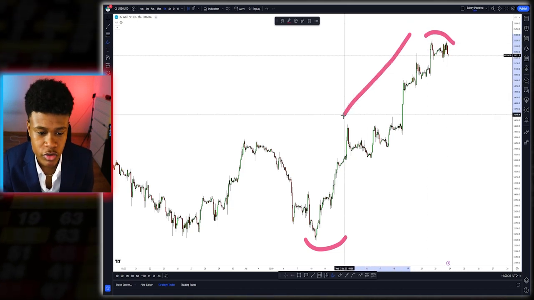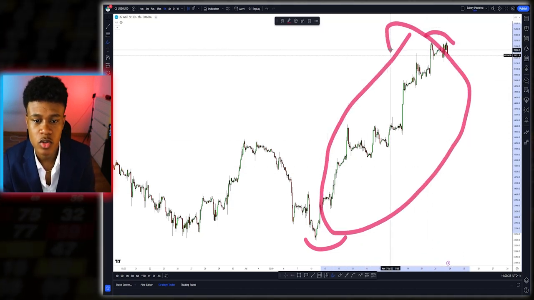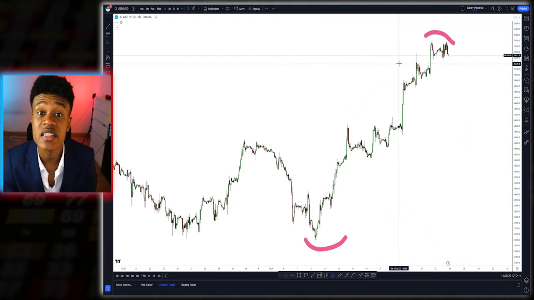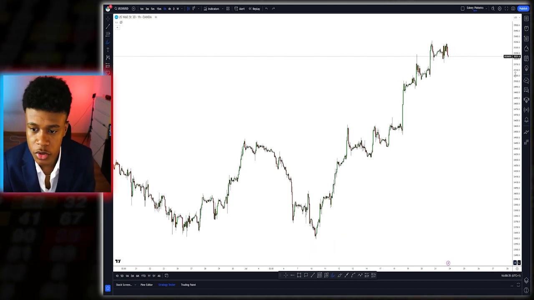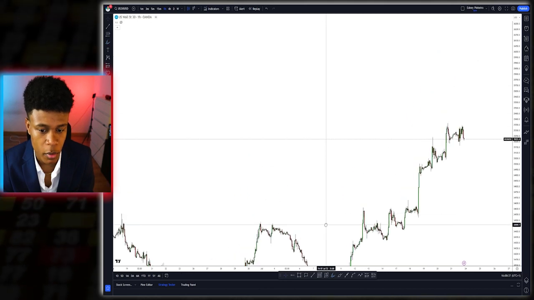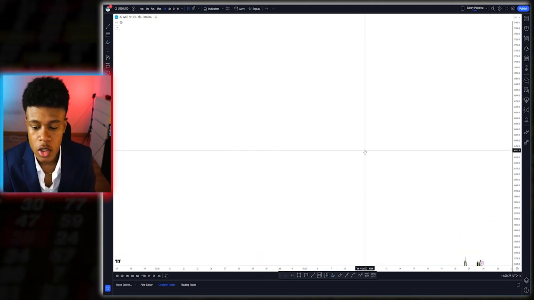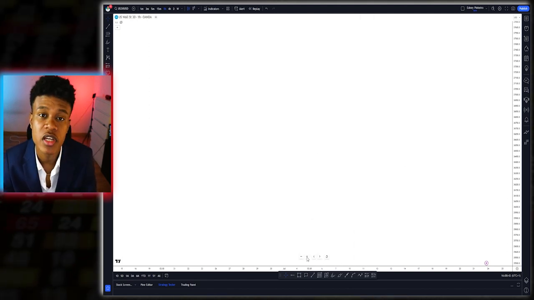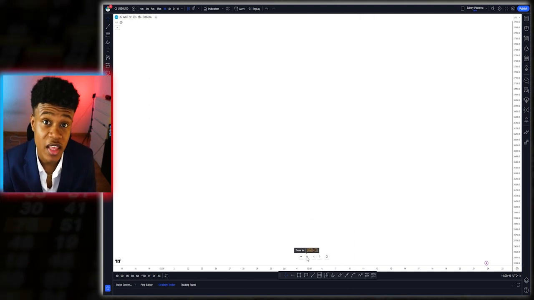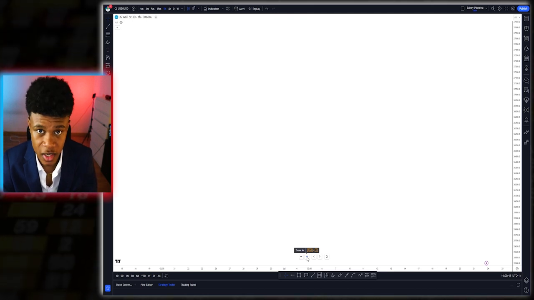Of course, we have a lot of structure inside this huge range, and we will use it in our example. So when I'm reading market structure, first we need to go to a white space, a blank space, an empty space, so I can teach you guys the concept. When I'm reading market structure, I pay a lot of attention to what is happening with the candles.